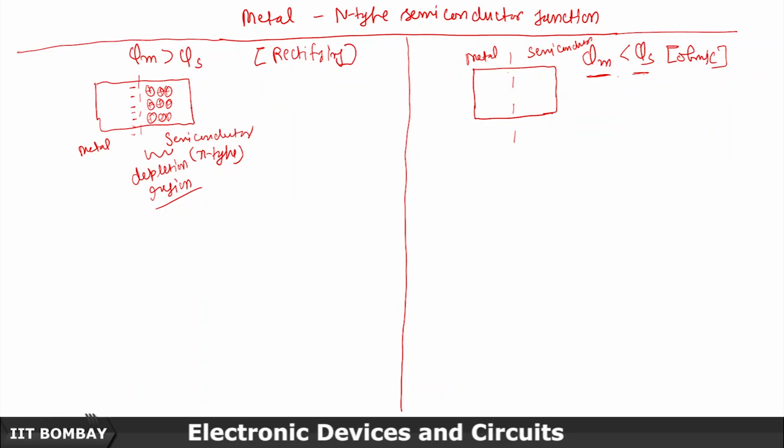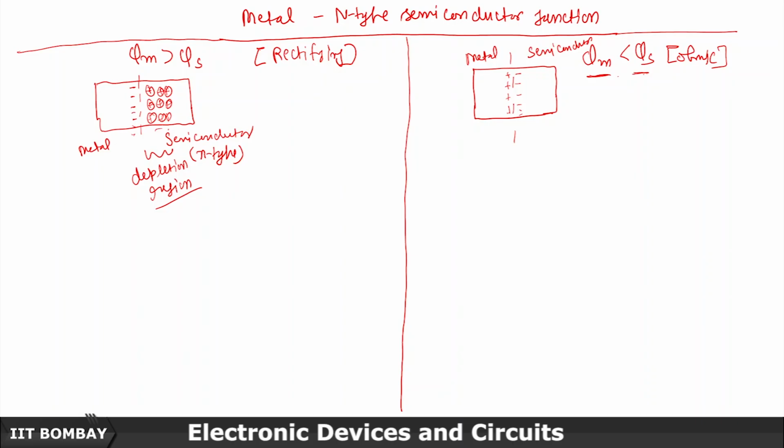So the metal will have positive charge because it is losing electrons, and the semiconductor is having negative charge. But there is no depletion region, right? Here there is no depletion. Electrons are being lost and going to the metal, and these ions which have donated those electrons have the positive charge.